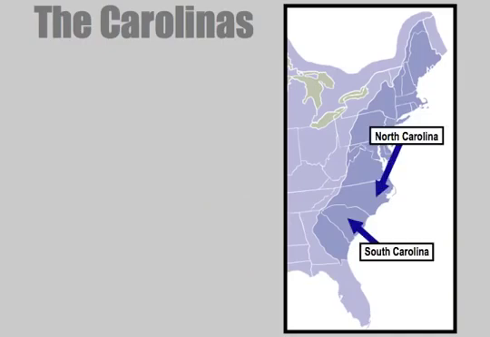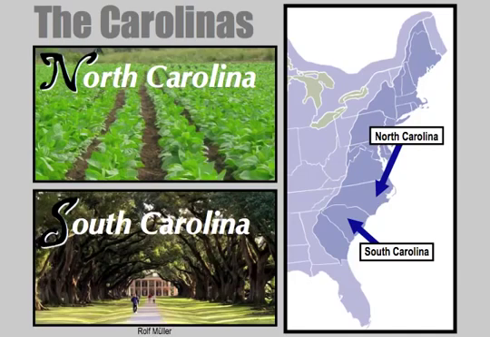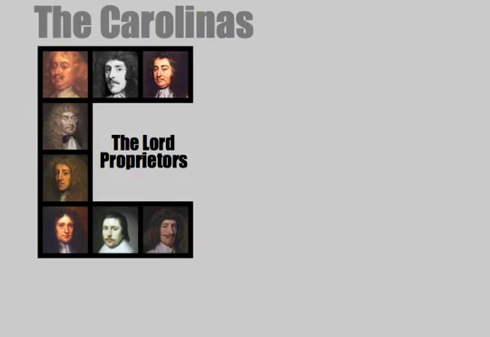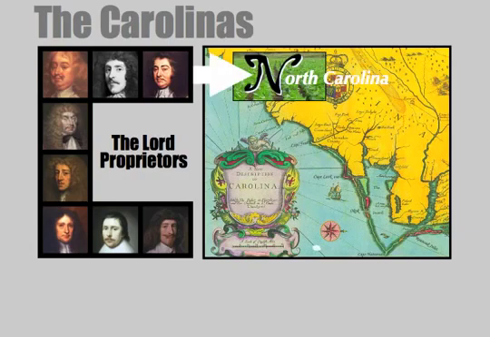In the Carolinas, we have a little bit of a two-for-one colony here, because even though it begins as just one colony, eventually it will form the colonies of North Carolina and South Carolina. Now, Carolina begins with a charter that is given to a group of 8 nobles who are referred to as the Lord Proprietors. But in that colony, we see 2 very different populations who are moving into different parts of that colony. The northern part of the colony is primarily made up of farmers with very small farms who are growing tobacco.